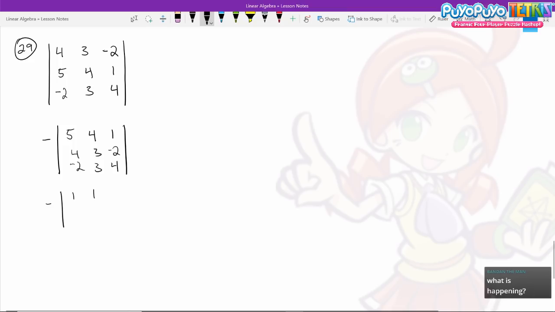So wait, okay. 5 minus 4 is 1. 4 minus 3 is 1. 1 minus negative 2 is 3. Okay. Is it okay for me to use the first row to then perform operations on the second one? Is that okay?